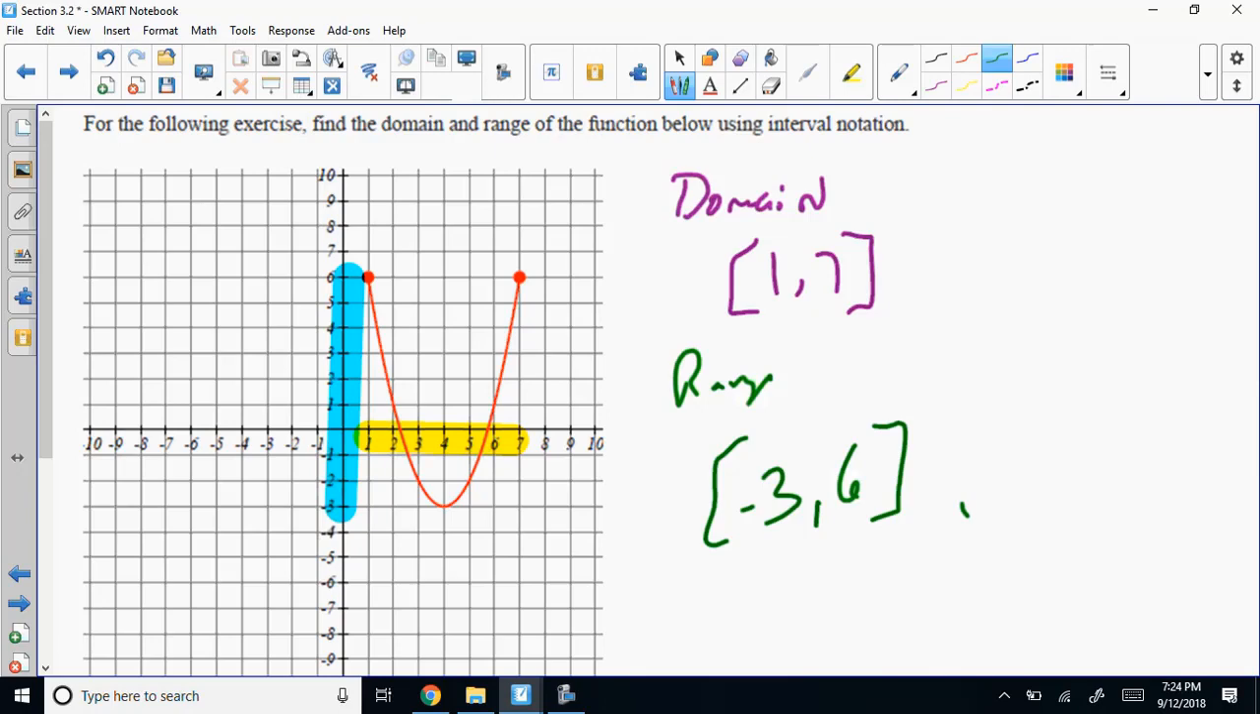The parentheses will always be on infinity, positive or negative, and it will always be on open dots. Okay, always on open dots.